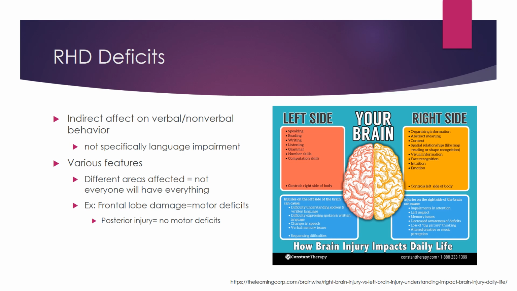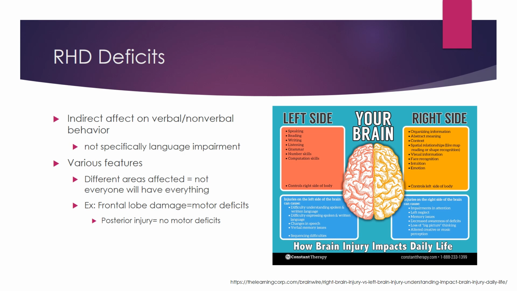So this is a summary over here. On the left side, we have what we've talked about before, the functions and the different injuries that go along with that. And then on the right side, all of these things. So the right side is really organizing information, getting abstract meanings, providing context, the spatial relationships again, visual information, facial recognition, intuition or emotion, and then remember we have that crossover where the left side of the body is controlled by the right side and the right side is controlled by the left.